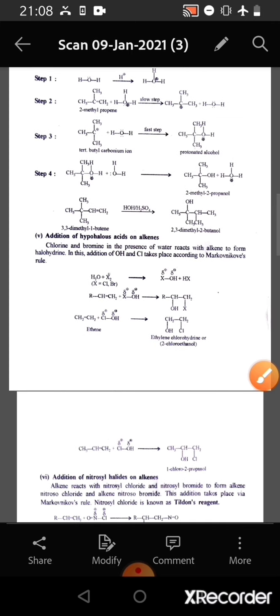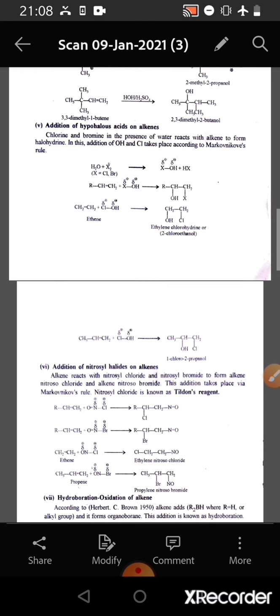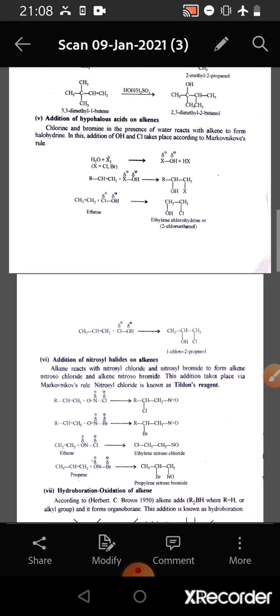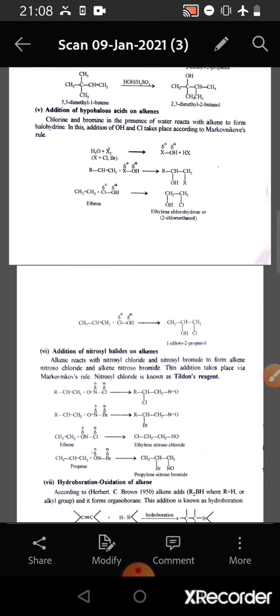Now we come to the next reaction, that is addition of hypohalous acids on alkenes. Chlorine and bromine in the presence of water react with alkene to form halohydrins. In this, addition of OH and chlorine, that is halogen, takes place according to Markovnikov's rule.